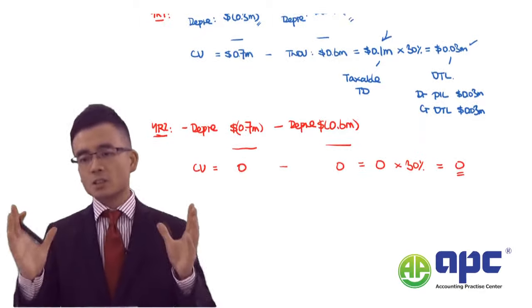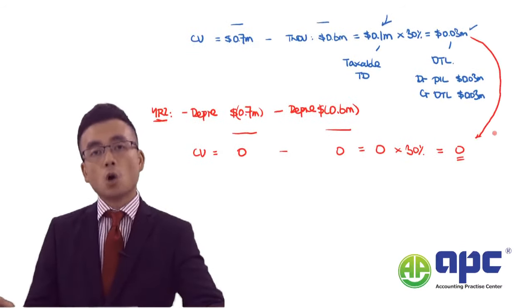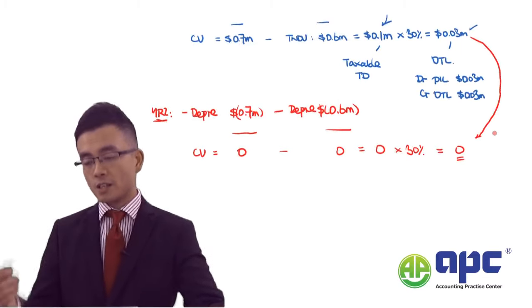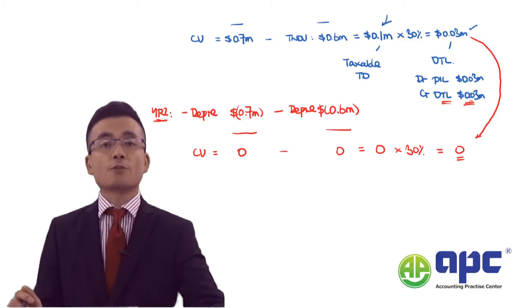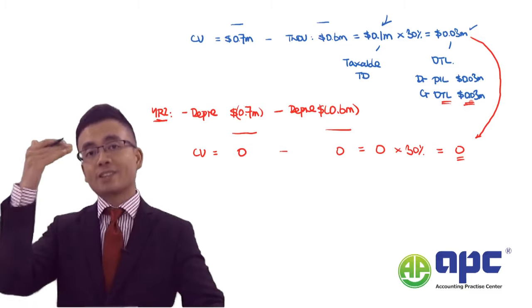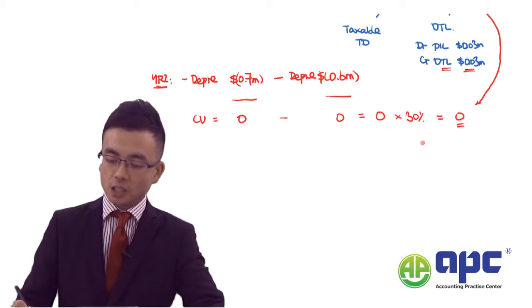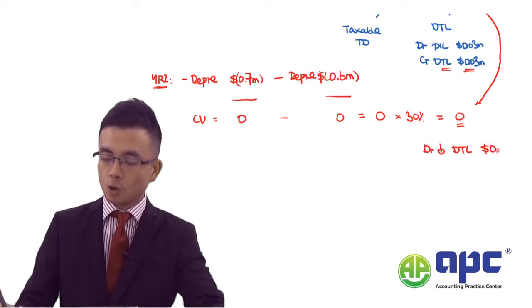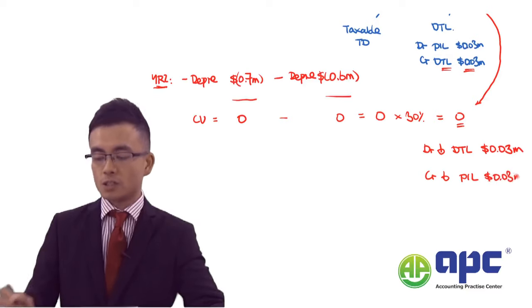Now, here's the tricky part. From 0.03 down to zero, all we can do is reverse the effect, because we recognized the deferred tax liability of 0.03 in year number one, but now it changes from 0.03 down to zero by 0.03. And that means we need to reduce the deferred tax liability by a total of $0.03 million, and credit to reduce the income tax expense by $0.03 million here.